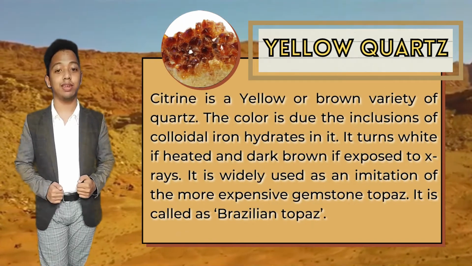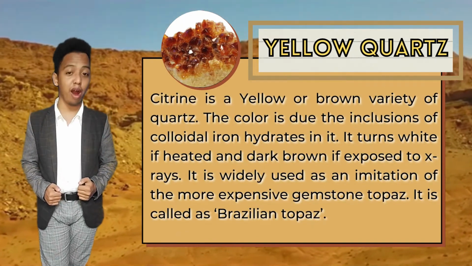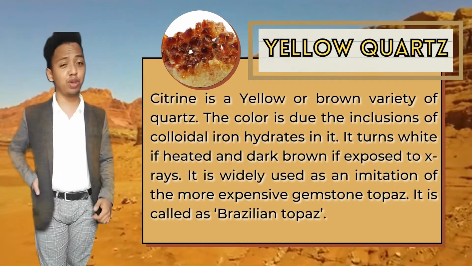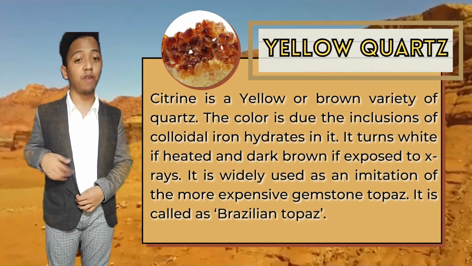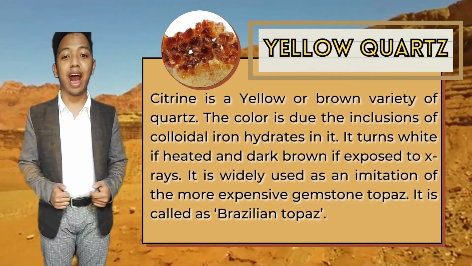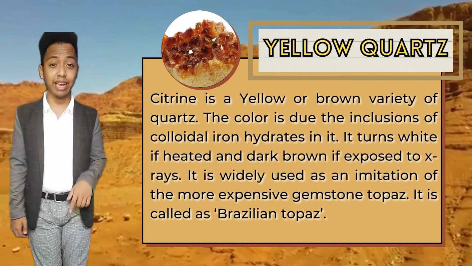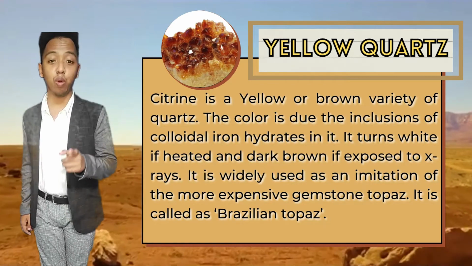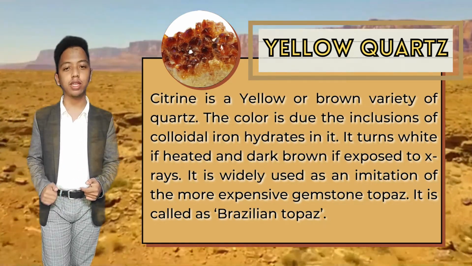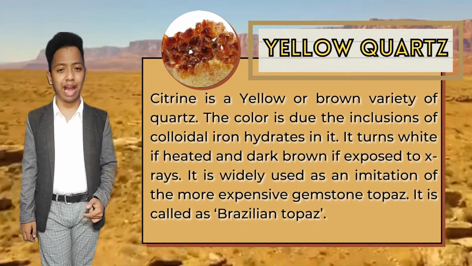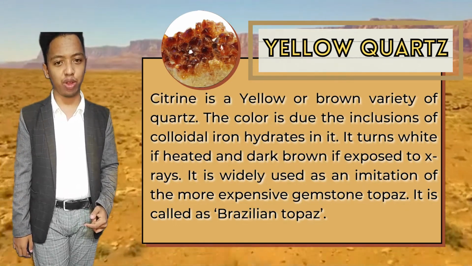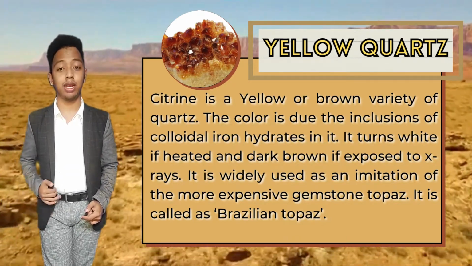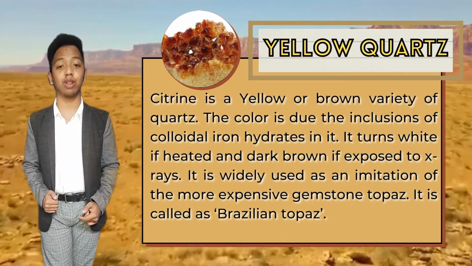Yellow quartz. Citrine is a yellow or brown variety of quartz. The color is due to the inclusions of colloidal iron hydrates in it. It turns white if heated and dark brown if exposed to X-ray. It is widely used as an imitation of the more expensive gemstone, topaz. It is called Brazilian topaz.